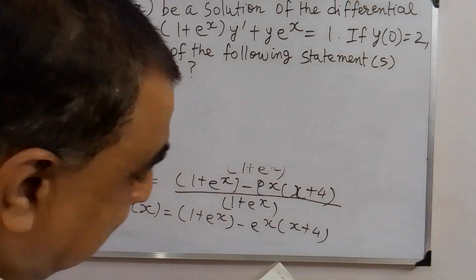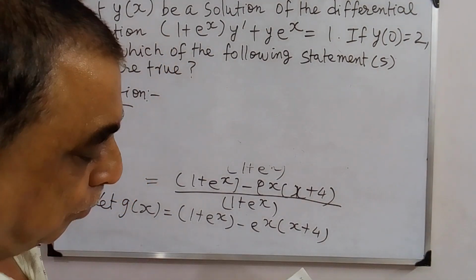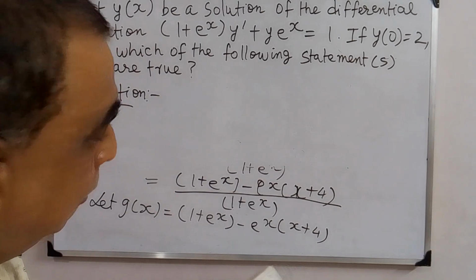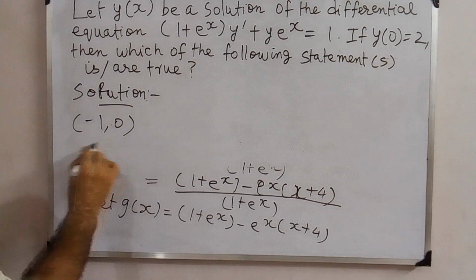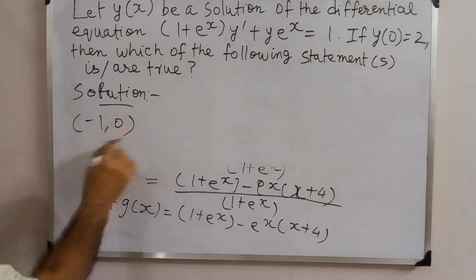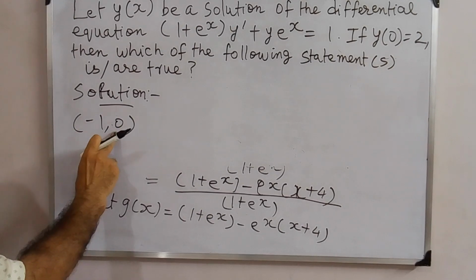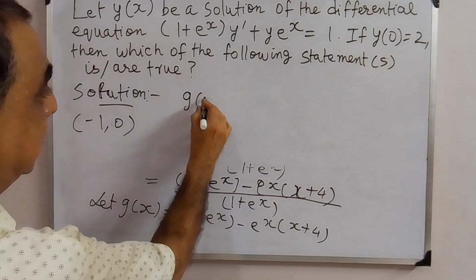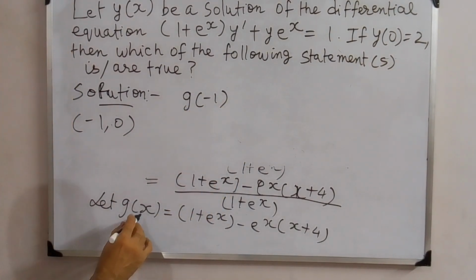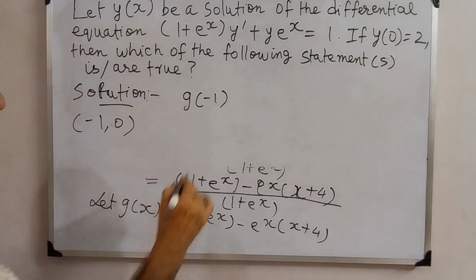Here we have to check whether y has a critical point in the open interval -1 to 0. Is there any critical point in this interval? That means leaving -1 and 0, all the points between -1 and 0. So now see here, g(-1).